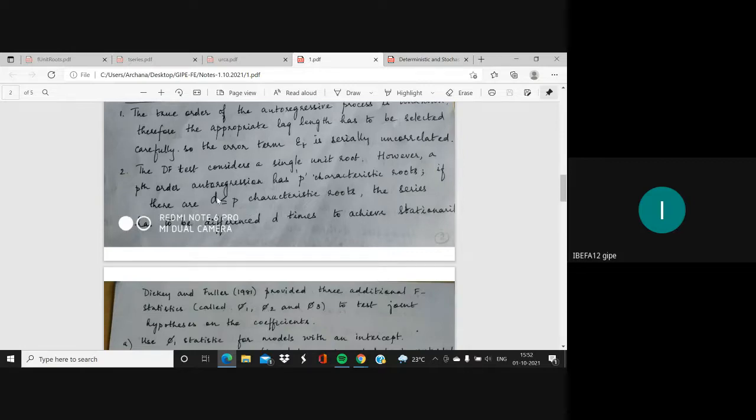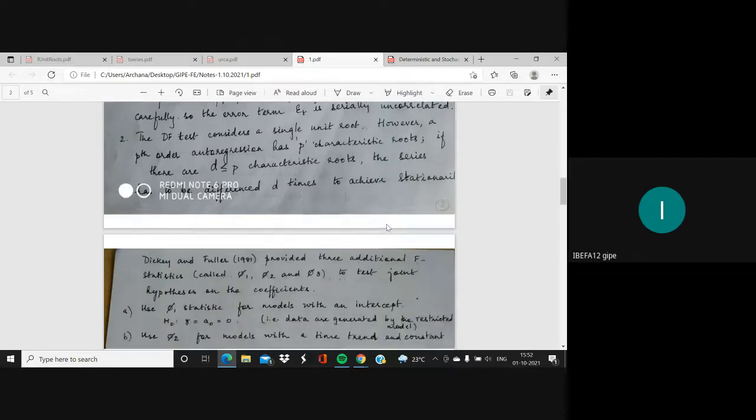In this statement, one thing I think I forgot to include: if it has d minus p unit roots, then the series has to be differenced d times to achieve stationarity. Just make that correction if you're copying the notes, otherwise I'll make it later when I'm circulating the notes itself.